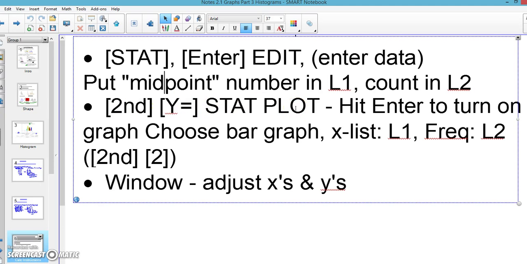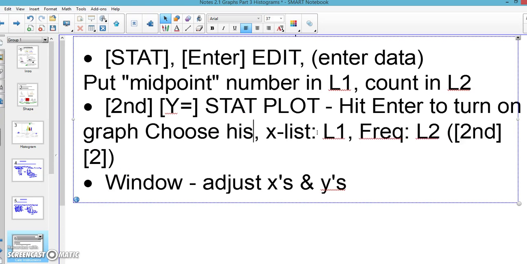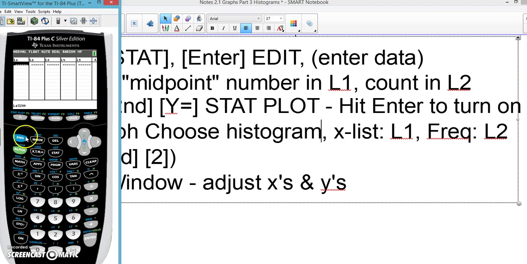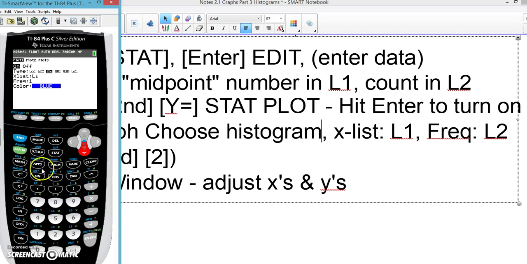After you do that, you can go to second y equals, which is called stat plot. It should be written above the y equals button. Hit enter and choose the one that looks like a histogram. That really should say histogram. Tell it to look at L1 for your X list and L2 for your frequency list. So we want it to choose the histogrammy looking one. And then if I wanted that to say L1, I'd hit second 1.